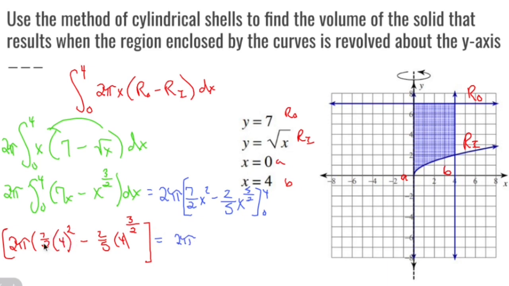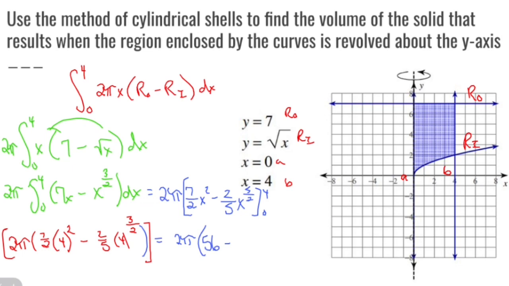4 squared is 16. 7 halves times 16 is going to be 56. So 56 minus, I guess I forgot that guy right there. 2/5 times 4 to the 3 halves. I am going to use Siri for that one. Or is it 5 halves? 4 to the 5 halves. Yeah, it's 5 halves. What's 4 to the 5 halves power? The answer is 32.